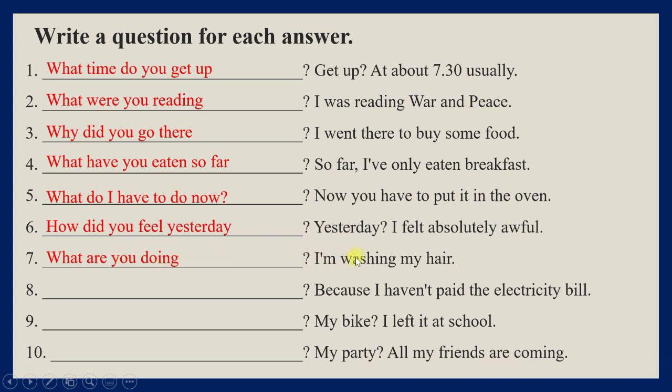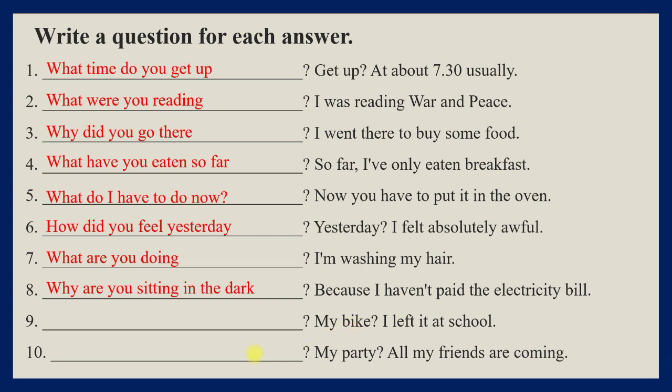Present continuous. Number 8, because I haven't paid the electricity bill. This is giving a reason, so the question should be asking for a reason. So why are you sitting in the dark? Or for example, why are the lights out? Or for example, why is your TV off? Again, you could have a lot of different questions.